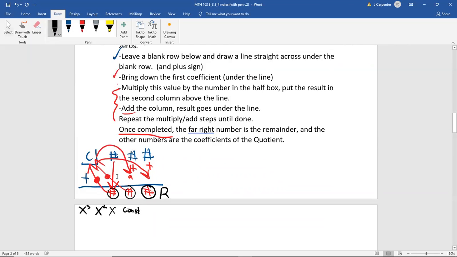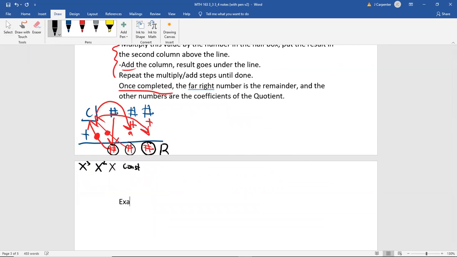Get the point. Let's try this out. So example 2, we're going to divide by using synthetic.